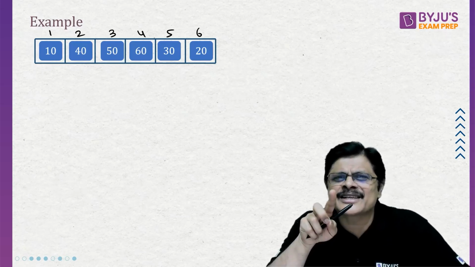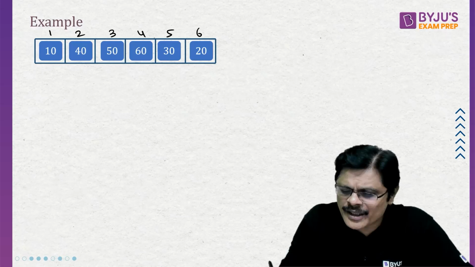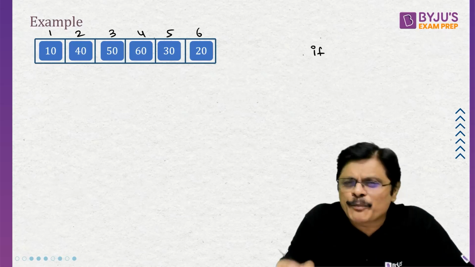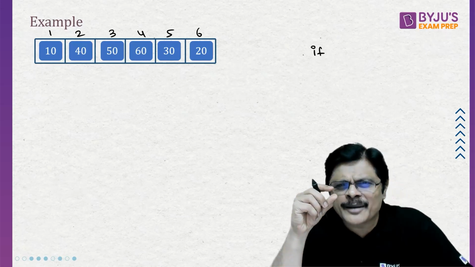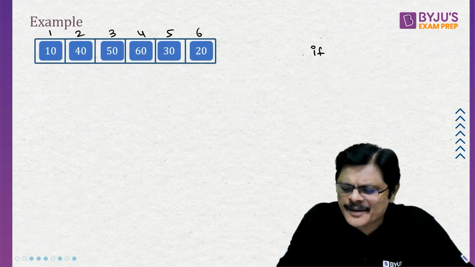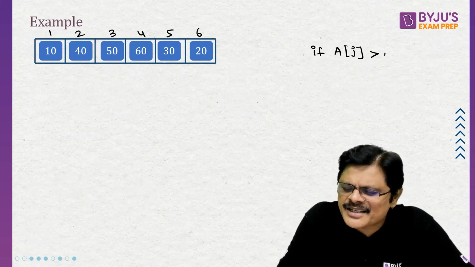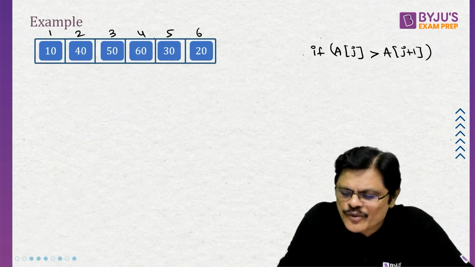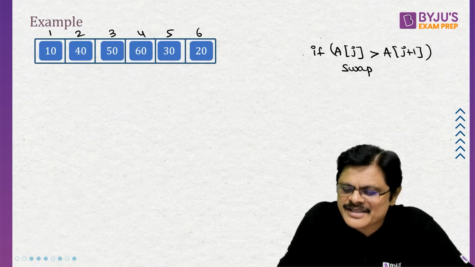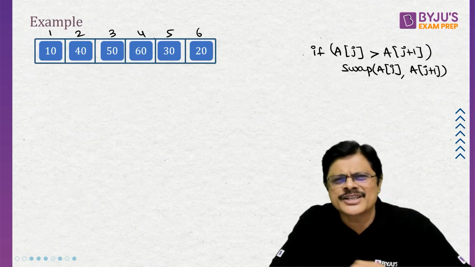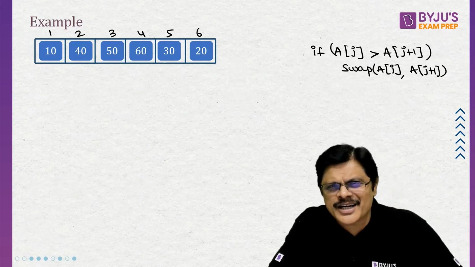And whenever there is a wrong order, what is the wrong order? Suppose you consider j as the variable used to scan the array. If the value at jth position is larger than the value at j plus 1th position, then you are going to swap the two elements. That is, a[j] is swapped with a[j+1]. So this is the main logic, my dear friends. Let us start with this example.